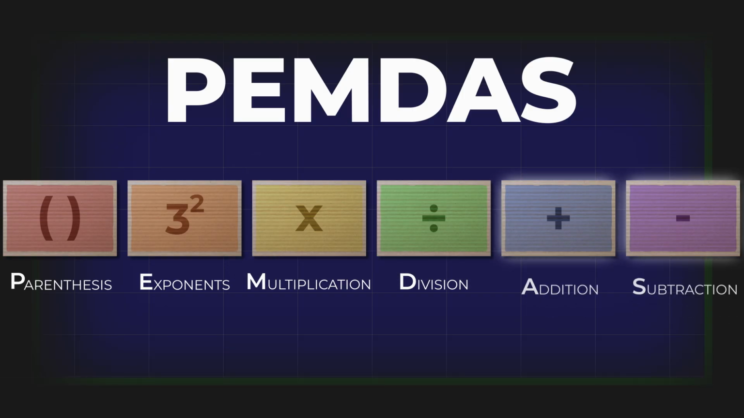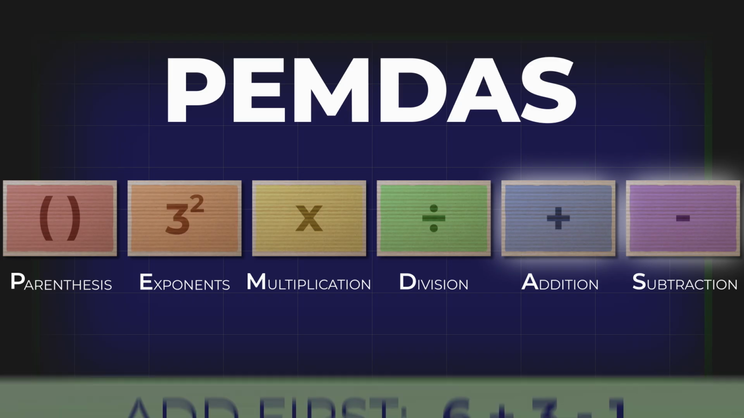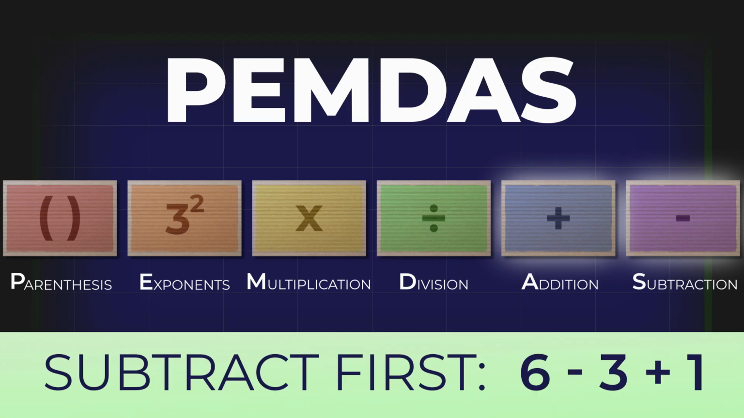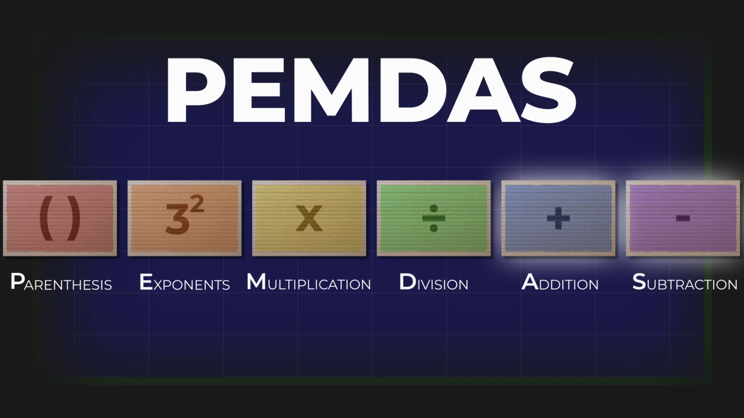And finally, we have addition and subtraction. These two work the same as multiplying and dividing. If I have 6 plus 3 minus 1, I'll add and then subtract. But if I have 6 minus 3 plus 1, I'll subtract and then add. Capiche? All right, let's go solve some of these problems.